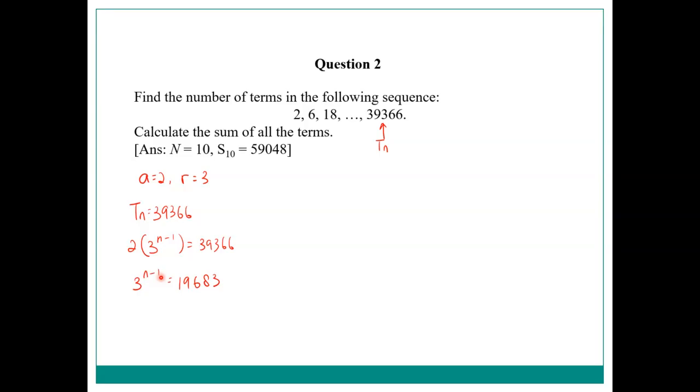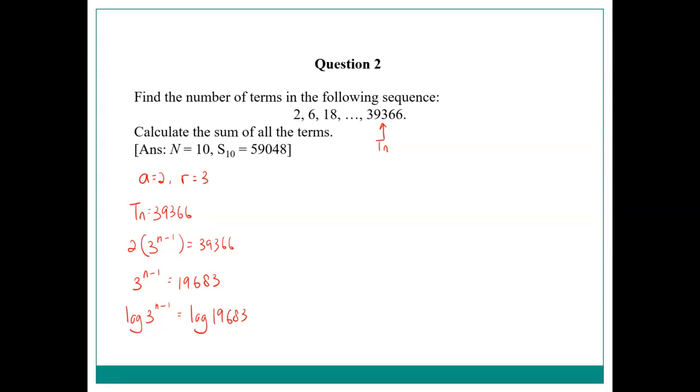In order to get n, we have to use logarithmic rules because the n is the power. If n is not the power, then I can use the other rules. But n is the power, so I have no choice but to use the logarithmic formula. So I log the left hand side as well as the right hand side, 19683. Why do I want to apply logarithmic rules? Because I can move n minus 1 to the front, right?